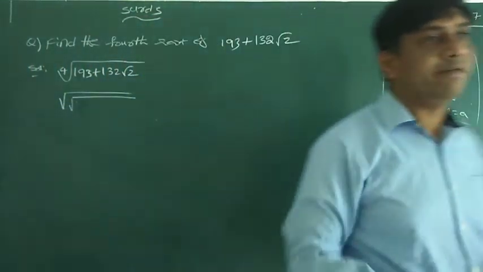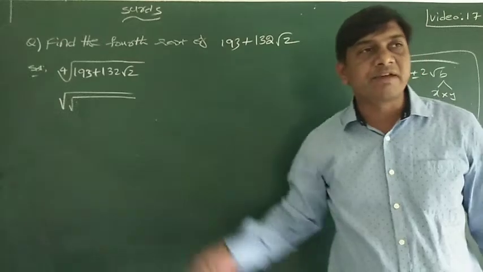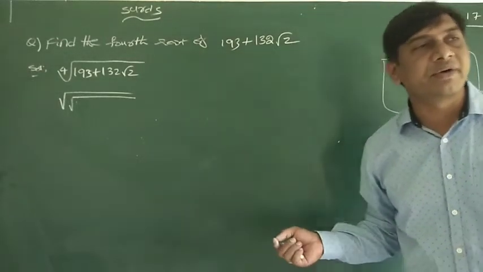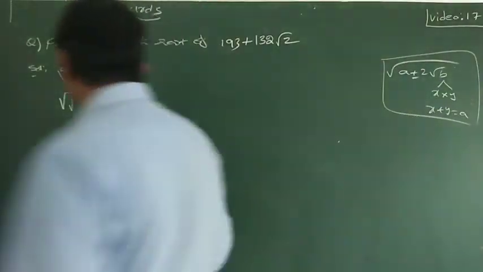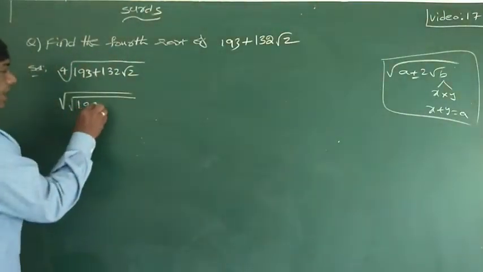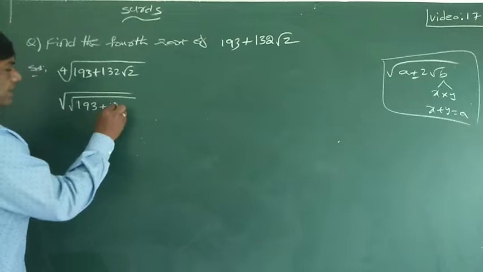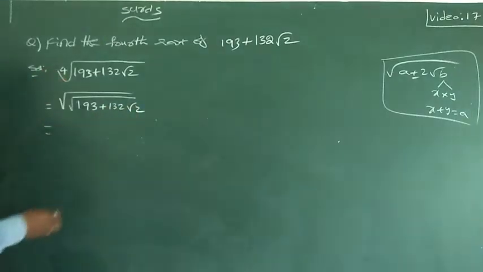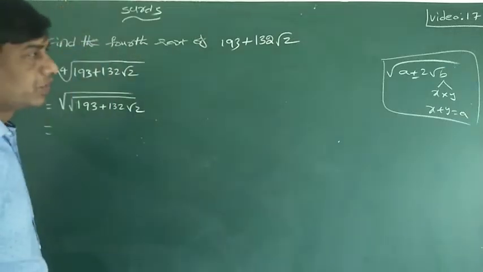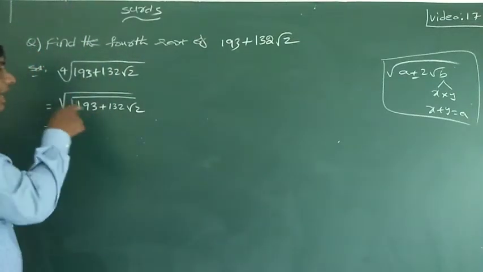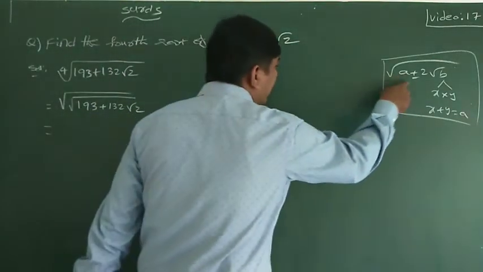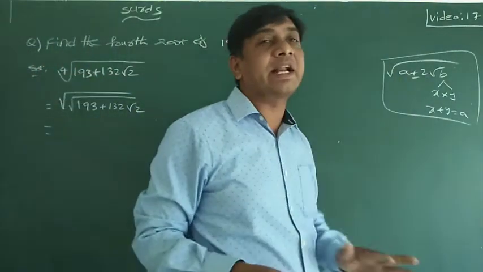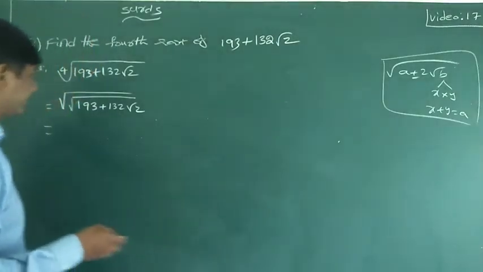To find the fourth root, since I don't have a direct procedure, the fourth root I will write as a square root of square root. Square root of 193 plus 132 into root 2. Now I converted the fourth root as a square root of square root. To apply the square root, I must get this in the form of a plus 2 into root b, meaning 2 as a rational factor, then only I can apply the shortcut method.